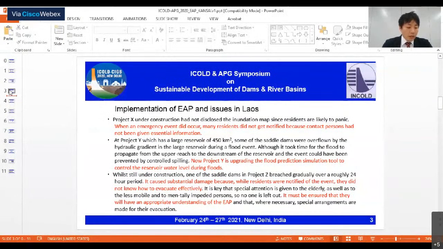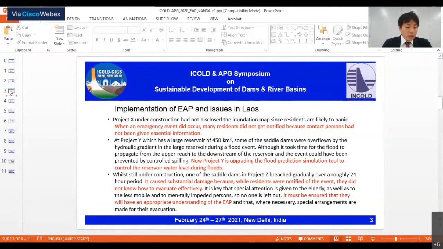At Project Y, some of the saddle dams were overflowed by hydraulic gradient in the large reservoir during the flood event. There, also, it took time for the flood to propagate from the upper reach to the downstream of the reservoir, and the event couldn't be prevented by controlled spillage. Now, Project Y is updating the flood prediction simulation to control the reservoir water level during floods.